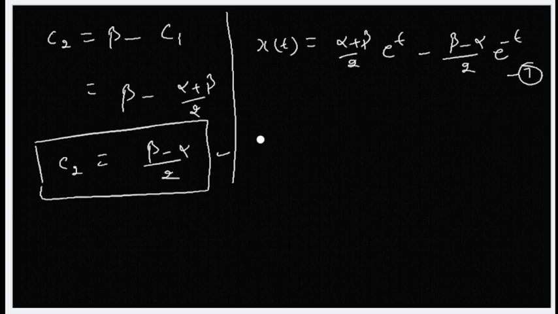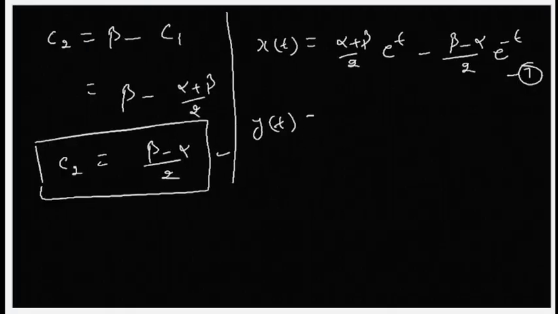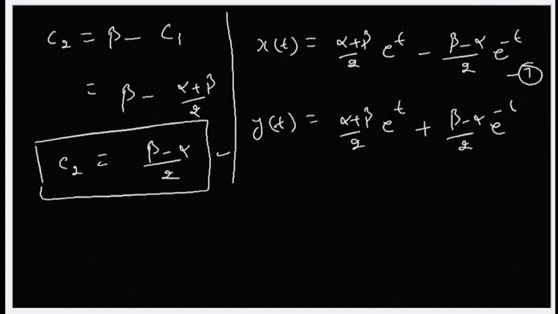Similarly, the value of y of t: put the value of c1 and c2, so c1 e to the power t plus c2 e to the power minus t. The value of c1 is again alpha plus beta by 2 e to the power t, plus beta minus alpha by 2 e to the power minus t. Similarly you can write it here with a plus sign, and if you want to change this plus and this minus, you can write alpha minus beta. Suppose this is equation 8.